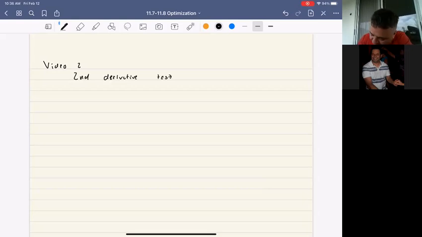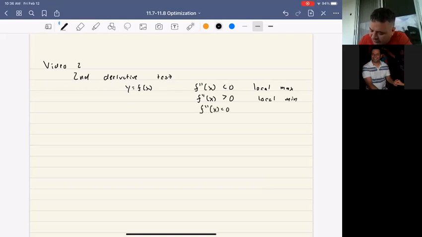That said that if you had y equals f of x, f double prime of x less than 0, you had a local max. F double prime of x greater than 0, local min. F double prime of x equals 0. Remember, this is also where f prime of x has to equal 0. Then if it equals 0, the second derivative test fails.